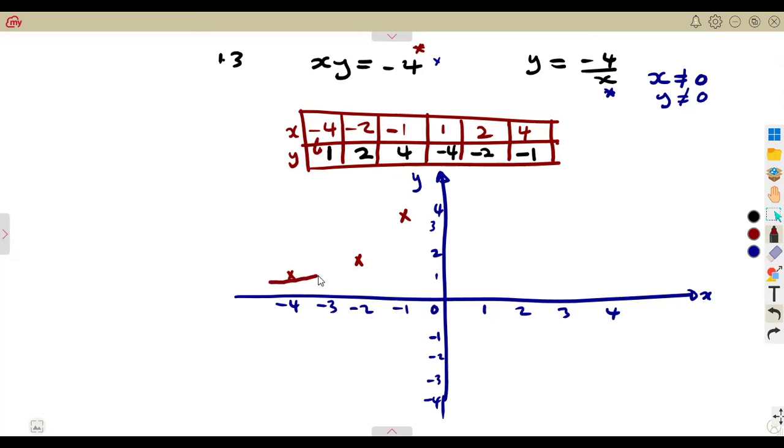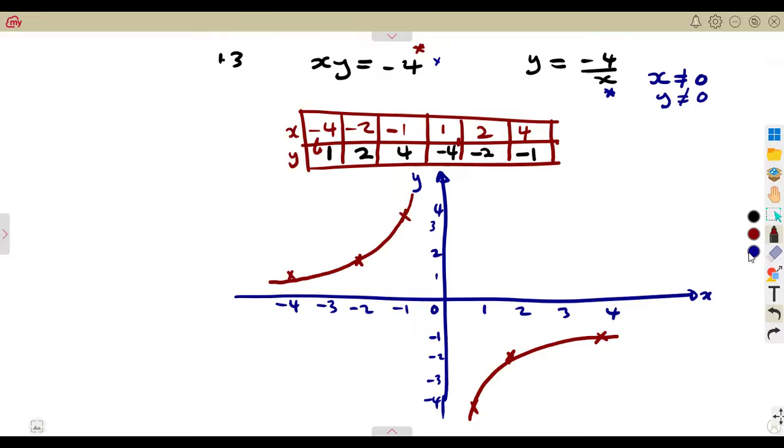So you can even join these points. You move on to the other side, in the positive. On the positive side, that's 1 versus -4, 1 and -4, 2 and -2, 4 and -1. You mark your points, then you can join them. You have your graph.